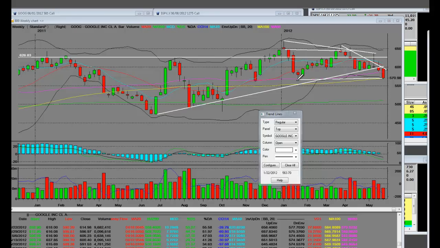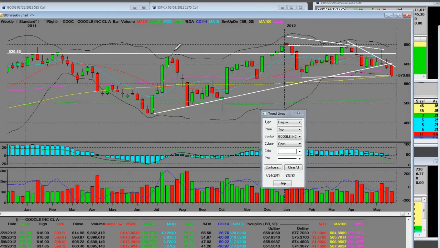Google weekly chart. Here is where the bull came in. This is where the reversals came in. But here's what we want to talk about: the 2012 trend is at its bear lows in Google. And you have closed a number of weeks below the 10-week and the red line, the 20-week, and they're declining.